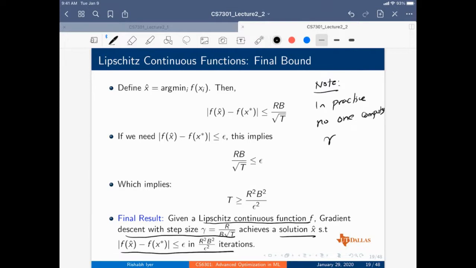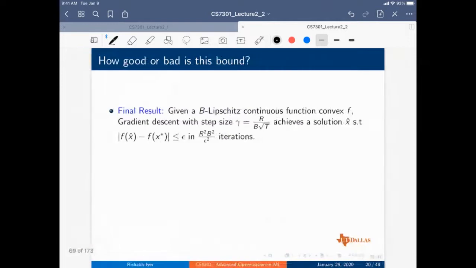But what this still shows is that theoretically we can prove that in this number of iterations you are guaranteed to get a solution, whatever the function. As long as the function is Lipschitz continuous and you have bounded gradients and the x's are bounded, you can prove this convergence result. Okay? So I think this result is actually very strong because of this fact.